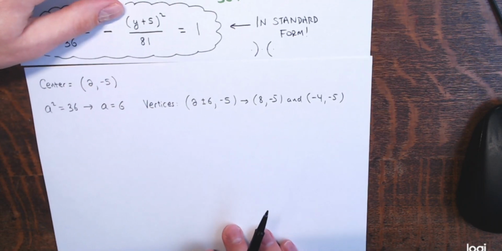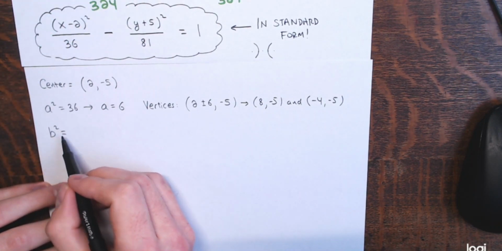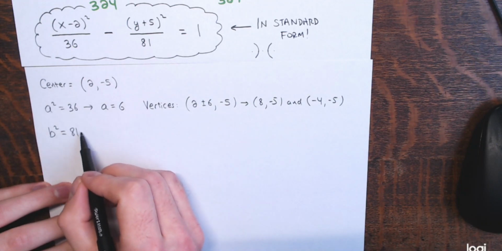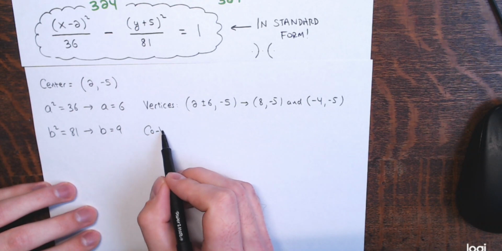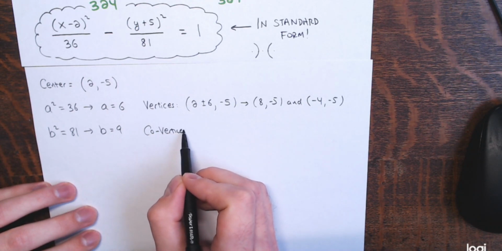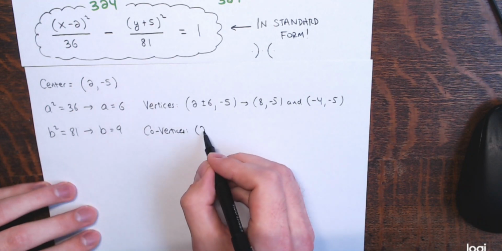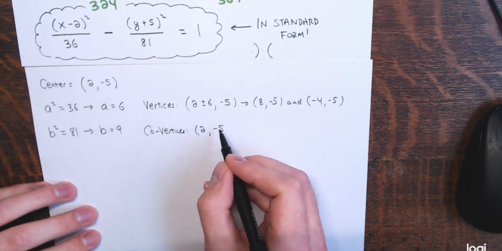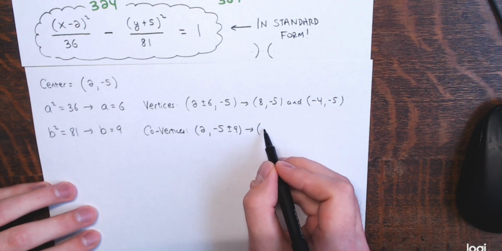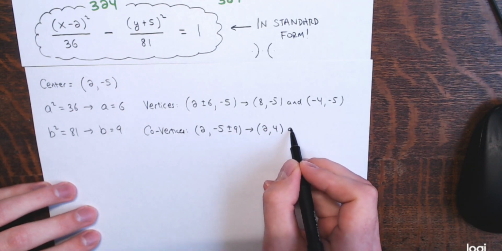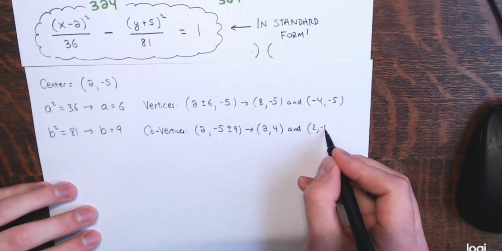All right, so we got vertices. b squared is the other denominator, 81. So b is 9. And then the co-vertices, instead of adding to the x coordinate of the center, I'd be adding to the y coordinate of the center. So 2, comma, and then negative 5 plus or minus 9. So 2, 4, negative 5 plus 9, and then 2, negative 14.